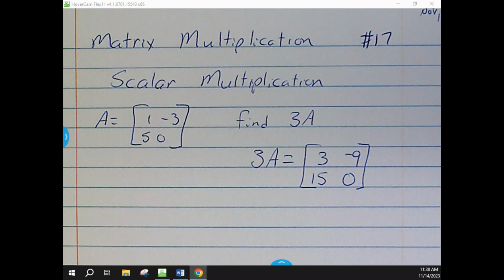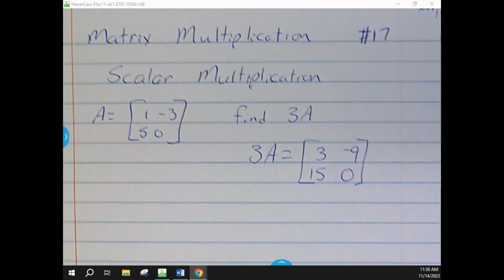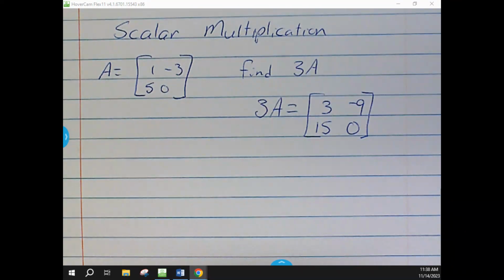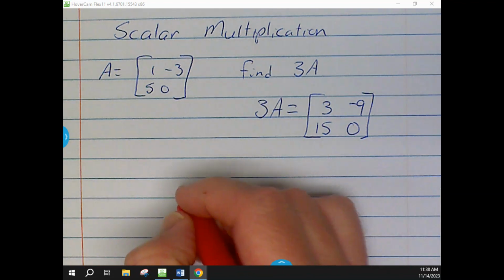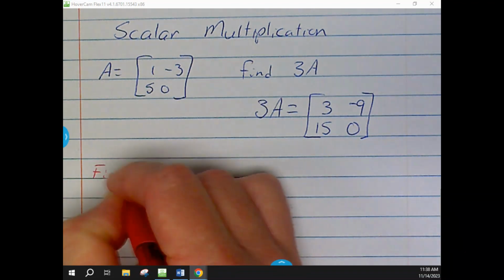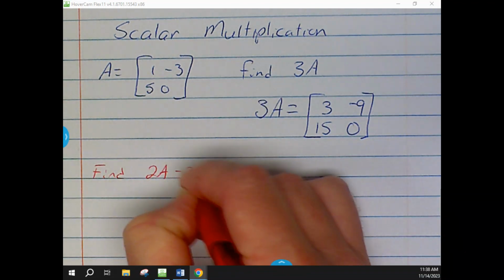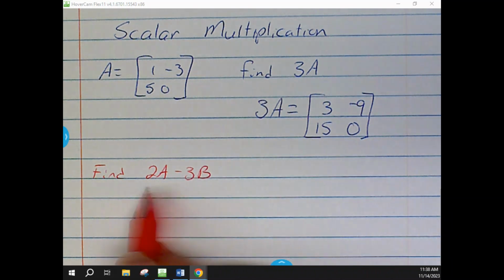Okay. Now, this is where they're going to tie it back into what we did yesterday. They're going to take some scalar multiplication like we have here, and then have you do some other stuff with it. It may be something like this. They may ask you to find 2A minus 3B. So you're going to have to do some scalar multiplication, but then you're also going to have to add and subtract.